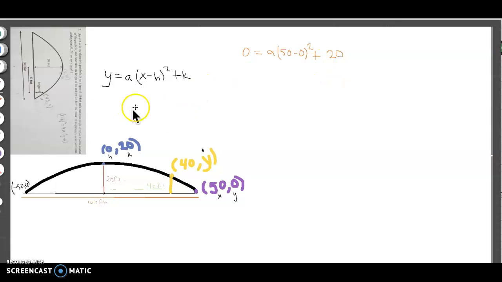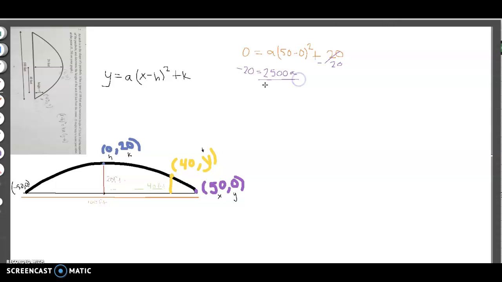Okay, and it makes sense that a should be negative because this is a downward parabola, right? This is a downward parabola. So let's subtract 20 from both sides. I'll use this purple to show what I'm doing. Subtract 20 from both sides, and negative 20 equals 50 squared, which would be 2,500, right? 2,500a.